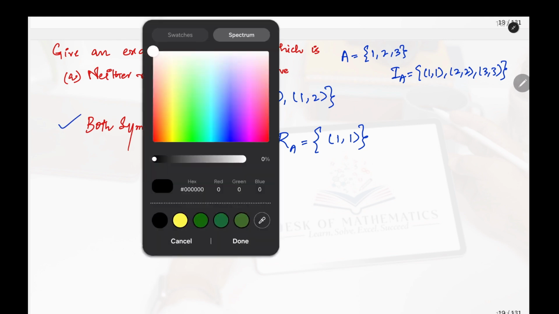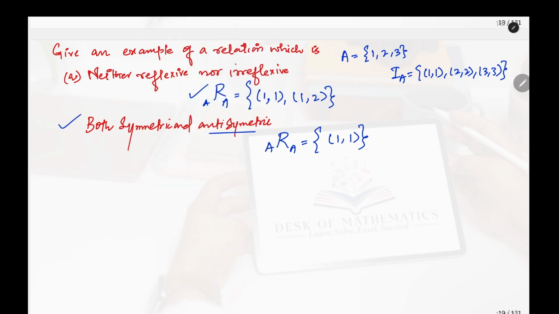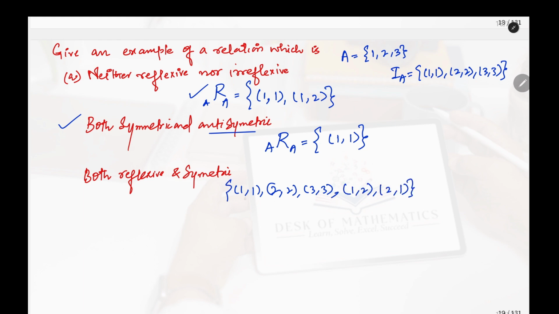Now another one they can ask you: a relation that is both reflexive and symmetric. For reflexive, you need the identity elements, so 1, 1, 2, 2, 3, 3 will be there. For symmetric, the identity is also symmetric, but if we add 1, 2, we add 2, 1 as well. So now is this reflexive, yes or no? This is reflexive because the identity relation is a subset, and it is symmetric as well because 1, 2 and 2, 1 are there, and the other symmetric conjugates are also there.